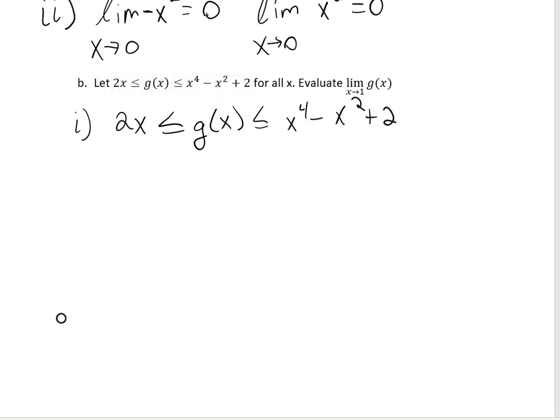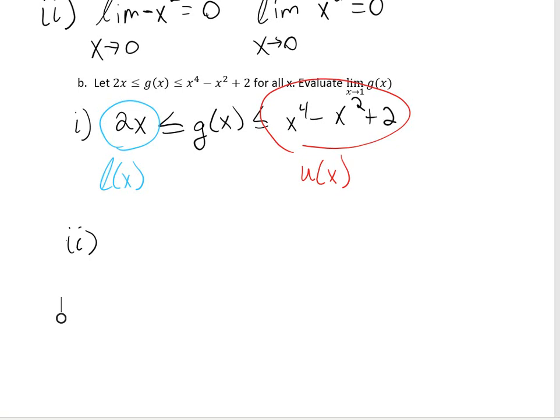So in this case, we have that 2x would be our lower function, and that x to the fourth minus x squared plus 2 would be our upper function. So all we have to do really is double check that the second condition is met. Let's make sure that the limit as x approaches 1 of 2x, well, that would equal 2. And let's see if that matches the limit of our upper function.